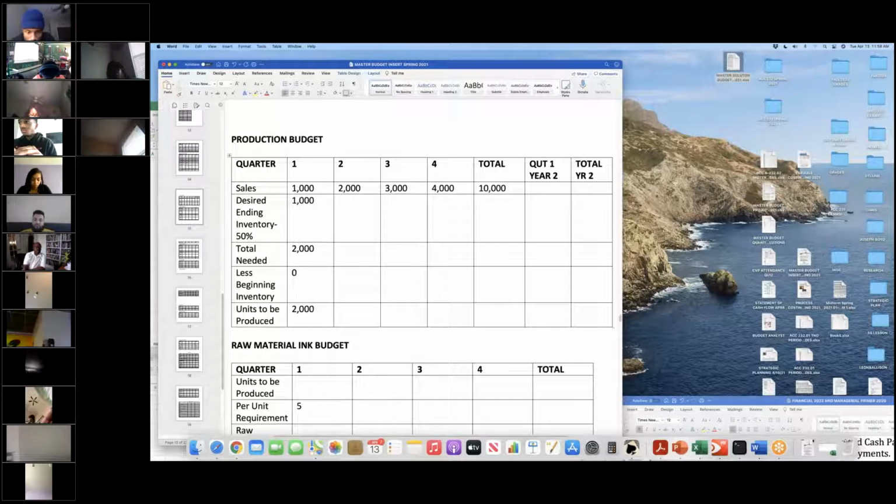Let's go to the second quarter. We're selling 2,000, so we have to produce 2,000. But what's going to be in this column, Kayla? 1,500. Ah, see that? I knew you'd get it. So the total needed is 3,500.